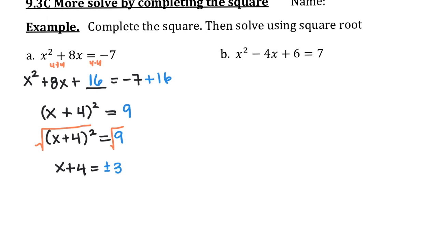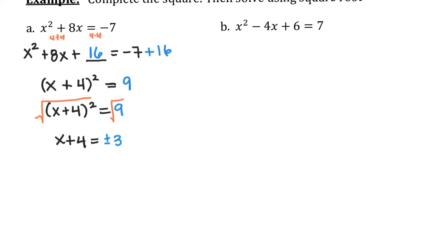I'm going to go ahead and solve for my x value. I'm going to subtract 4. X equals, and then I should get two solutions because this was quadratic. So the first one is positive 3, subtract 4. So 3 minus 4 is negative 1. And then my second answer is negative 3 minus 4, which is negative 7.